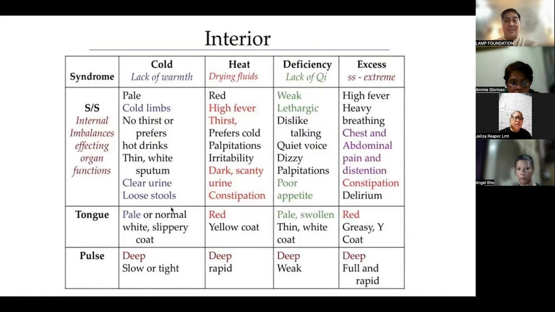Sige, wag masyadong mag-isip. Punta pa tayo sa interior. Okay, andun pa rin. So, iba na to ha. Hindi na to exterior, interior na. So signs and symptoms, internal imbalances affecting the organ functions already. Kasi nga interior na. Okay, I hope everybody's listening.